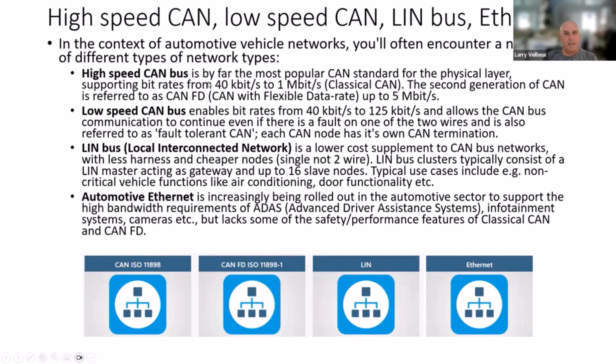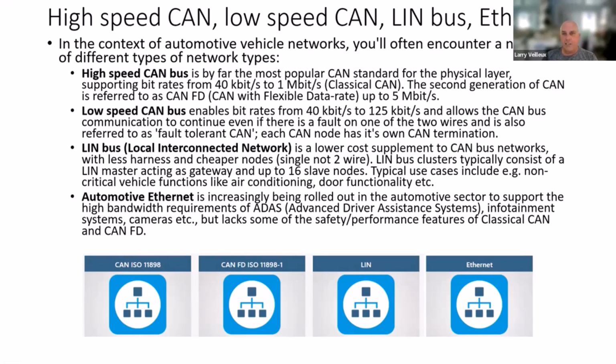But high-speed CAN is a version. They also call it classical CAN. That can operate from 40 kilobits to 1 megabit. And there's a second generation of that referred to as CAN FD, CAN flexible data rate, that can actually extend the speed up to 5 megabits. Whereas low speed CAN operates between 40 kilobits and just 125 kilobits.